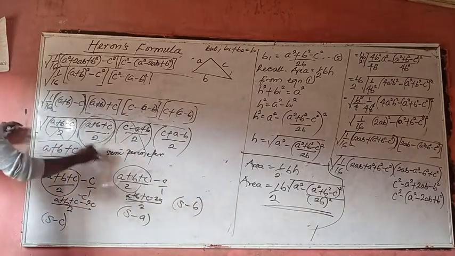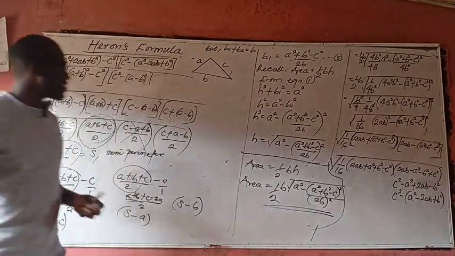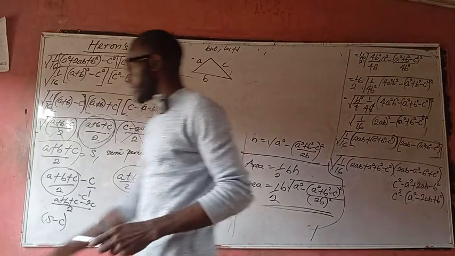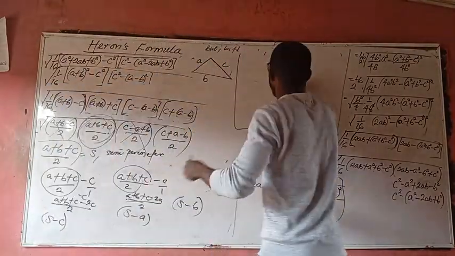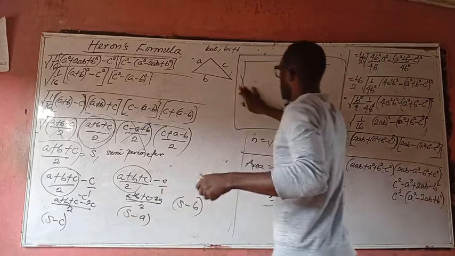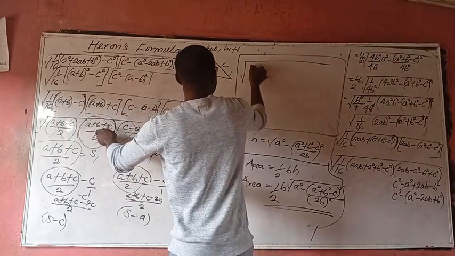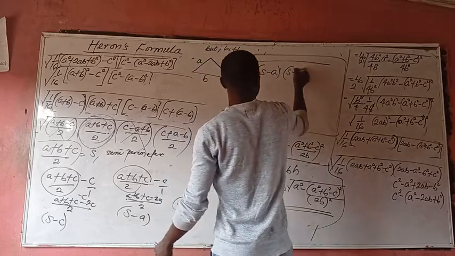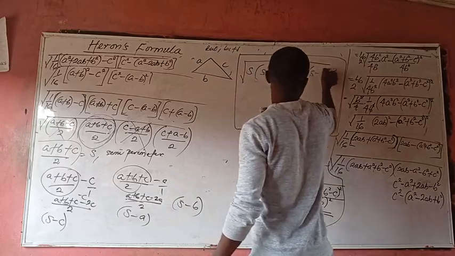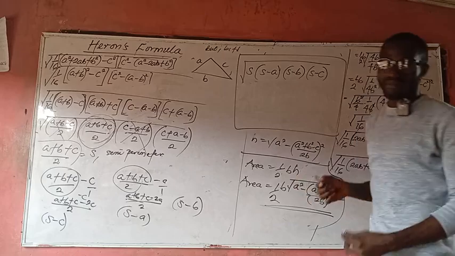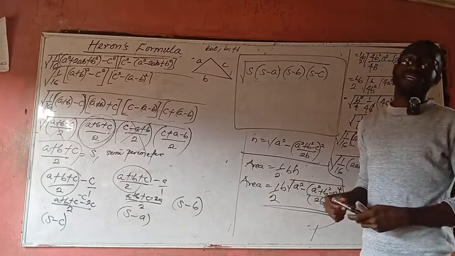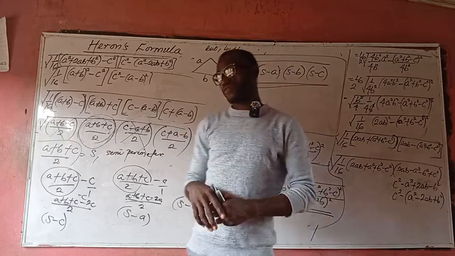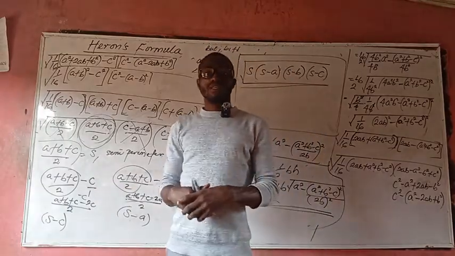Alright, so what do we have? We now have our formula becomes the square root of S, which is this one, times (S minus a) times (S minus b) times (S minus c). We are just trying to go in alphabetical order. Is it clear? So that's the proof for Heron's formula. And this is the formula for finding the area of a triangle.